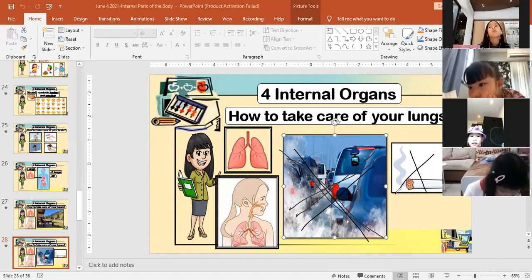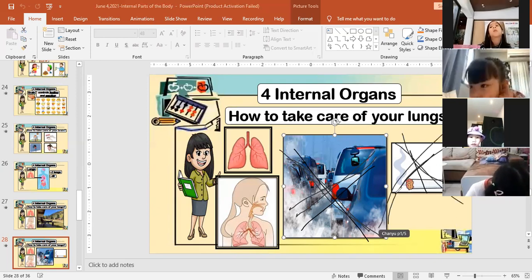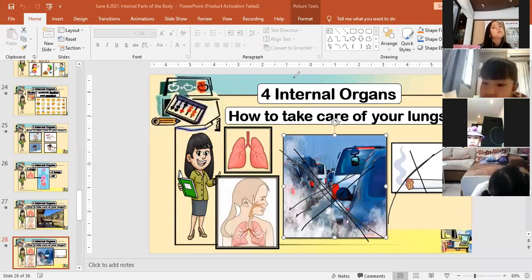Face mask, this one. Teacher. Oh, do you have a face mask? Yes. The toilet, please. Okay, you can go to the toilet.